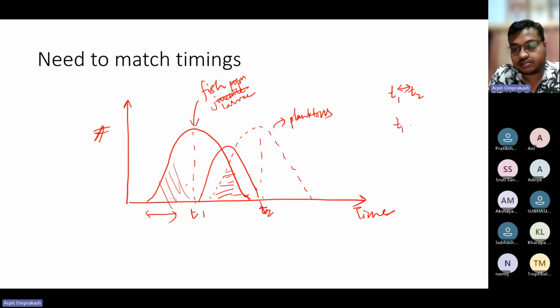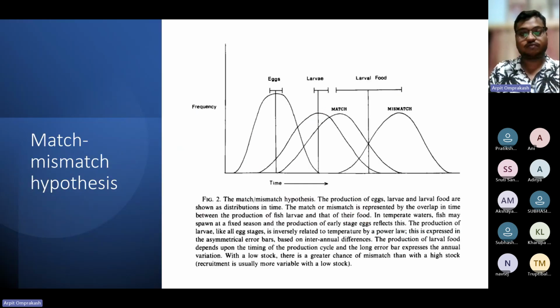But if T1 is very close to T2, then we see that the population of fishes is growing because the fish larvae are getting enough food. Right. So this is what we call the mismatch hypothesis. Here we have the eggs of the fishes. So this, as I said, is a distribution like this, and these eggs will hatch and give rise to these larvae.